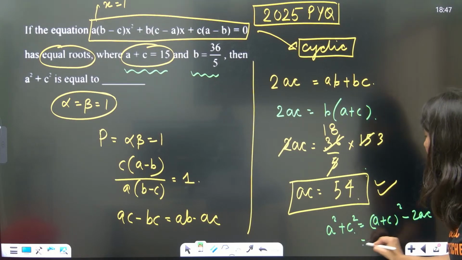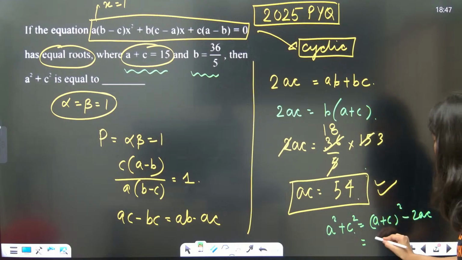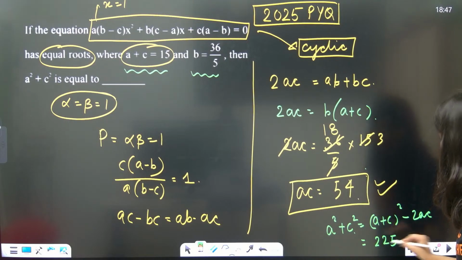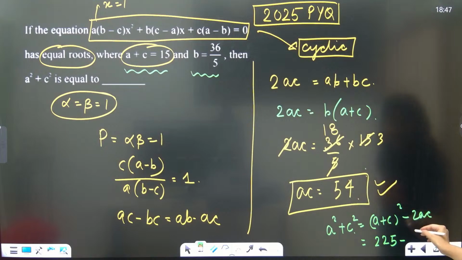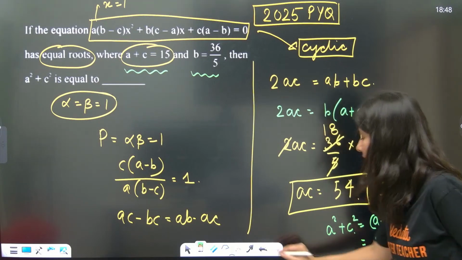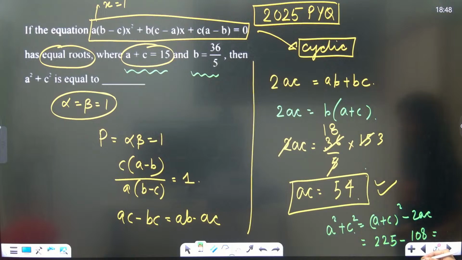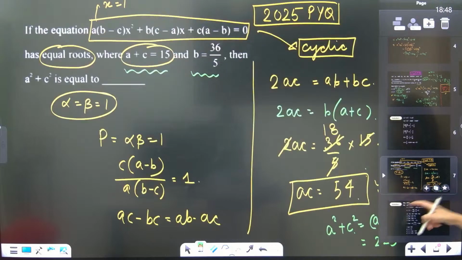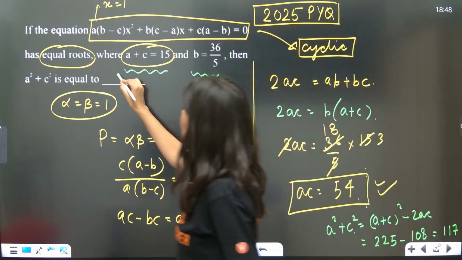Let's apply this formula. A plus C whole square, so 225, 15 squared, right? 225 minus 2 into A into C, so 108. 15 minus 8 is 7. And 21 minus 10 is 11. So 117 is the correct answer of this particular question.